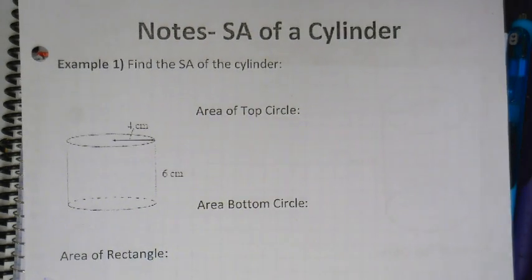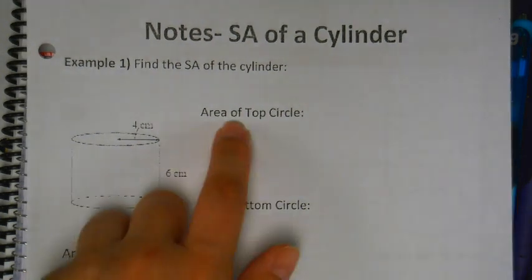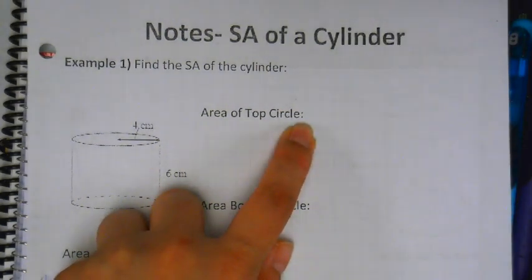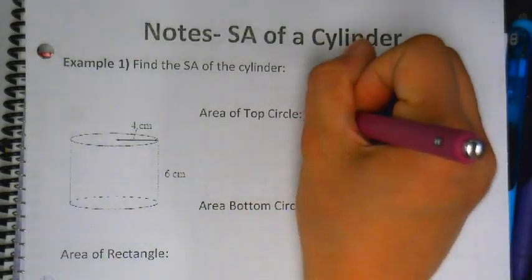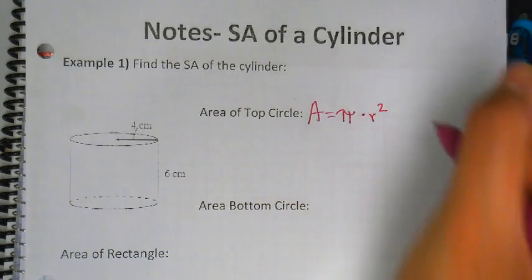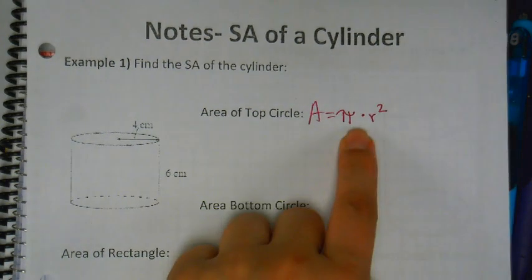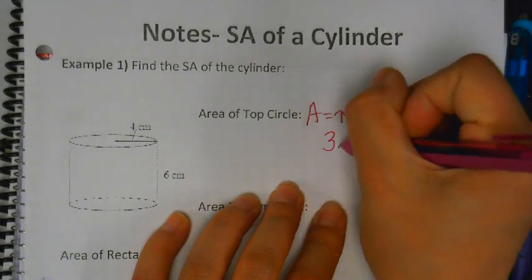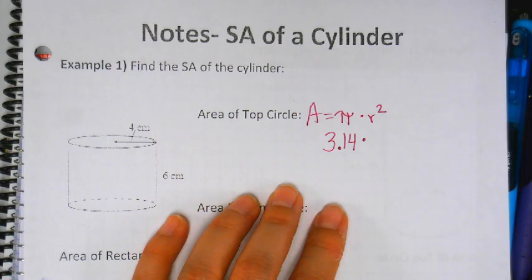So in order to find the surface area of this shape, I need to find the area of the top circle. How do I find the area of a circle in general? What's the formula for a circle? Pi times radius squared. We wrote it down yesterday. Okay, so what is pi equal to, everybody? We should know that. 3.14, right? That's one of those things now in 7th grade you should have memorized. When you see pi, it's 3.14.